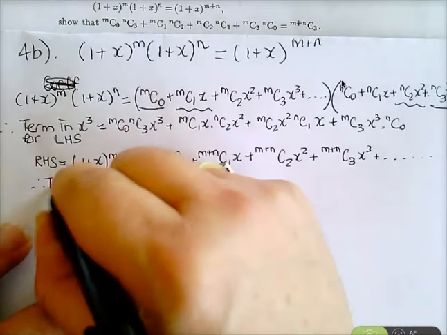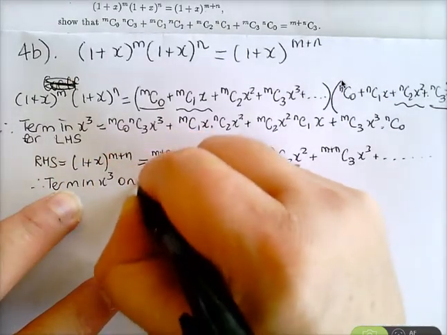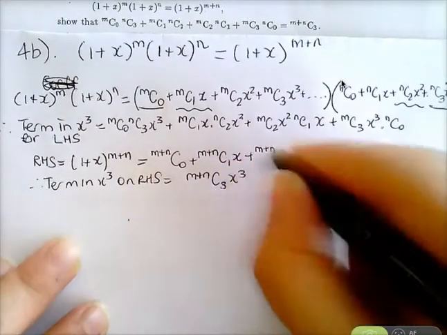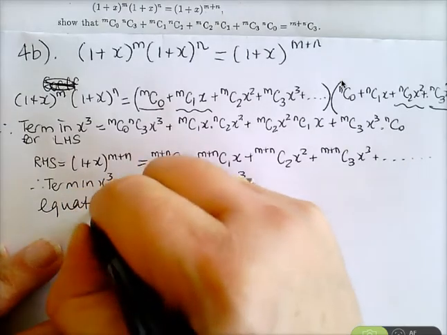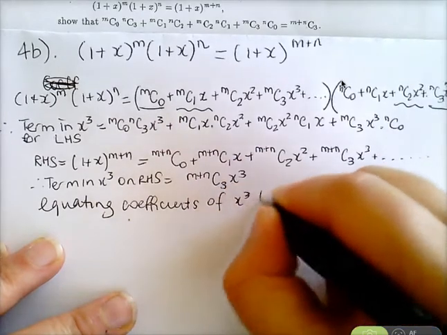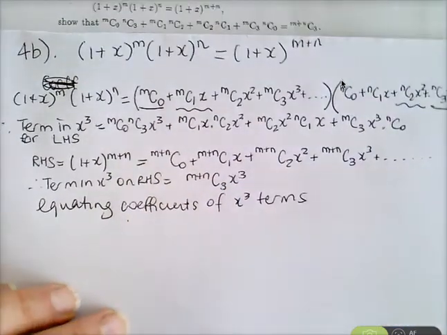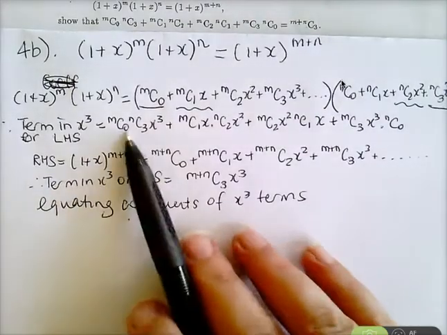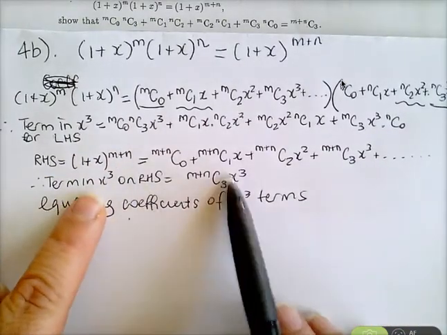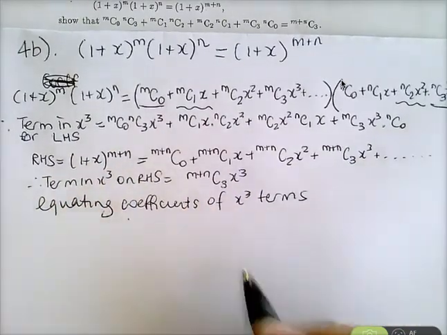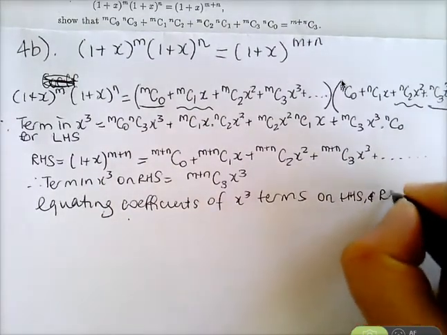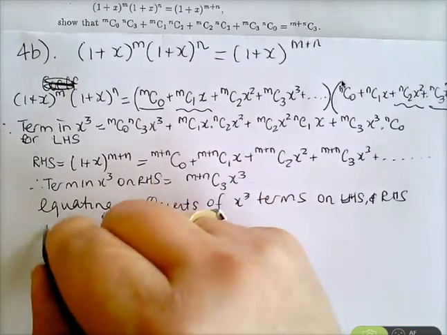So therefore, the term in x cubed on the right-hand side is (m+n)C3 x cubed, and I'm just going to write now equating coefficients of x cubed terms and then write the conclusion. Does it make sense? So we've written out the right-hand side, a bit of an expansion, just for the term in x cubed, and written what the term in x cubed is. Therefore, equating coefficients of x cubed terms on the left-hand side and the right-hand side, we get our conclusion.